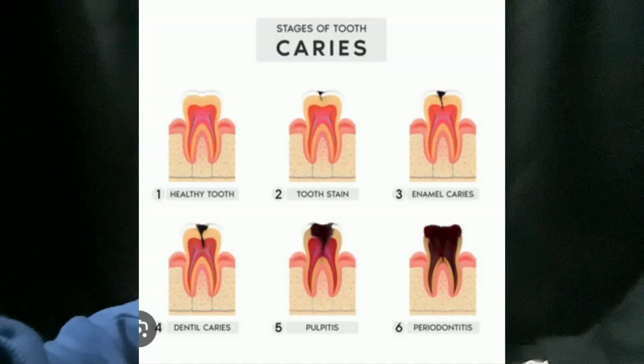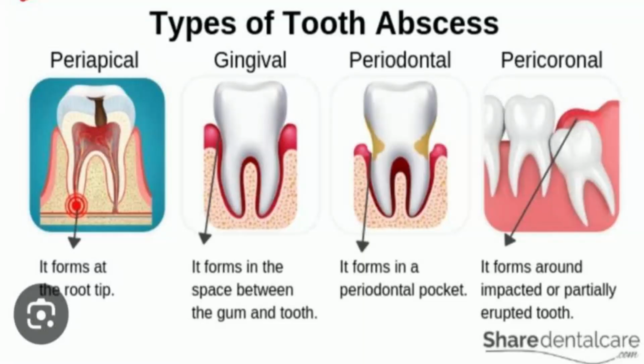Lastly, we have the pulp necrosis, which is the untreated irreversible pulpitis that can lead to the complete death of the pulp tissue. The necrotic tissue can serve as a reservoir for bacteria, leading to further complications such as periapical abscesses. So, what are the clinical significance of this?